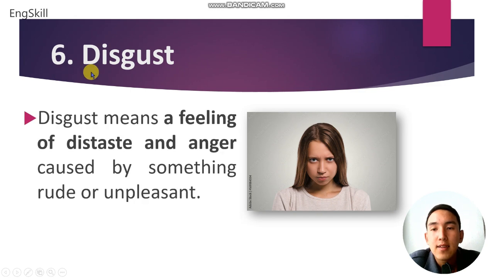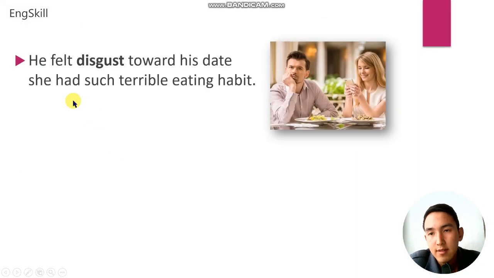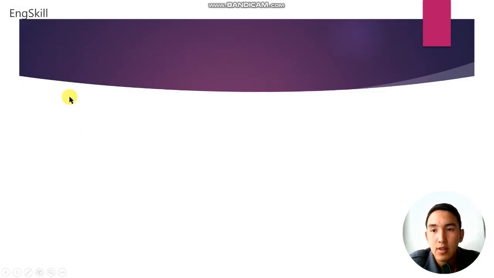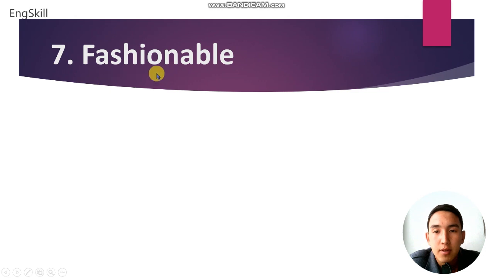Number 6 is disgust. Disgust means a feeling of disdain and anger caused by something rude or unpleasant. For example, he felt disgust toward his date because she had such a terrible eating habit. Jack looked at him with disgust, or Jack looked at him with anger. This is looking anger.